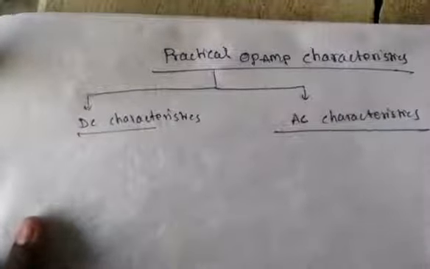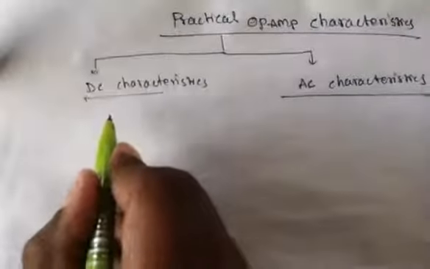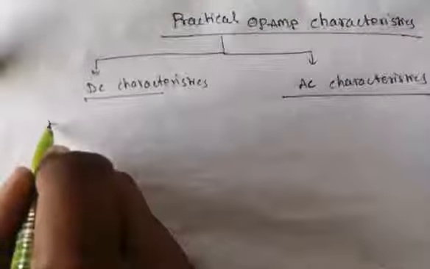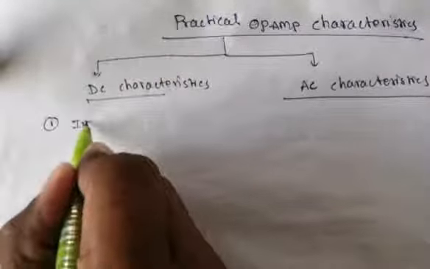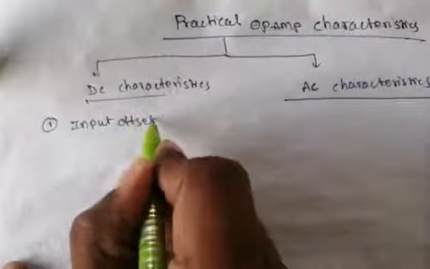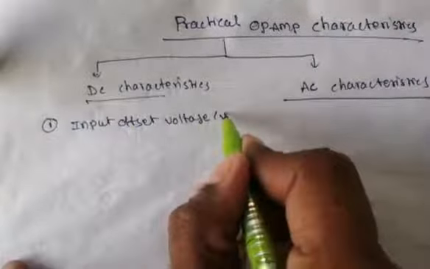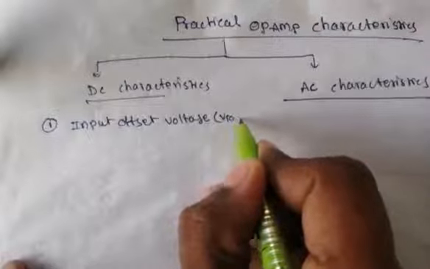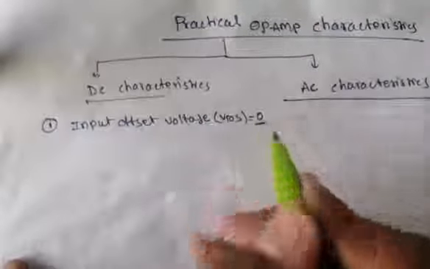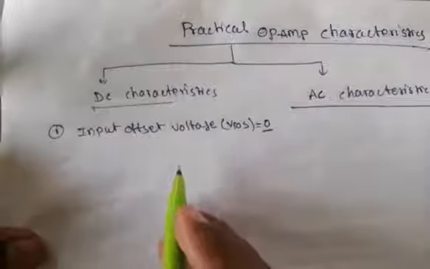These two different modes will be explained. Coming to the DC characteristics, the first point is input offset voltage, which will be defined as VIOS. Its value should be 0.